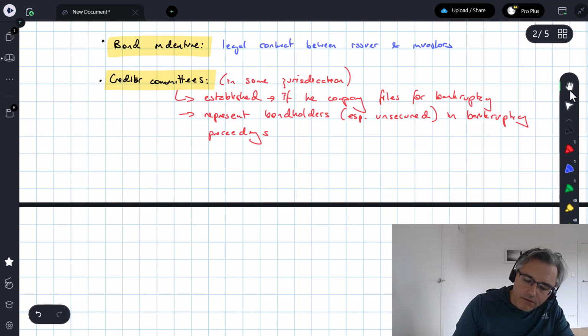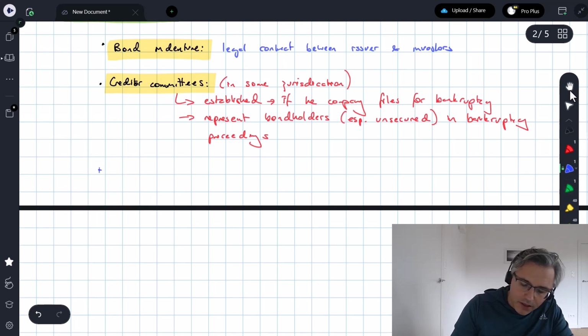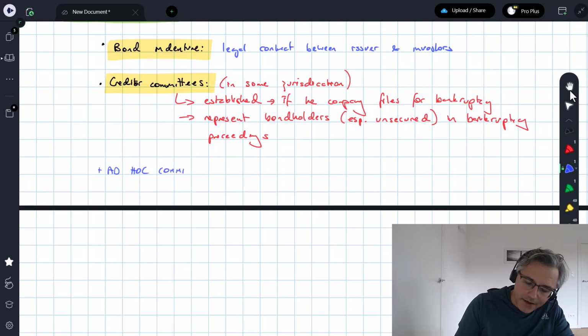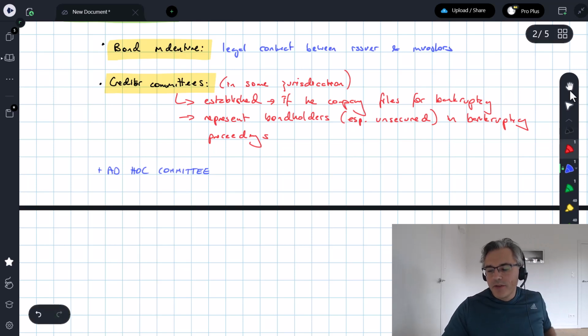Plus, there is also something known as the ad hoc committee. That name, kind of ad hoc, means it gets called in a less systematic way.